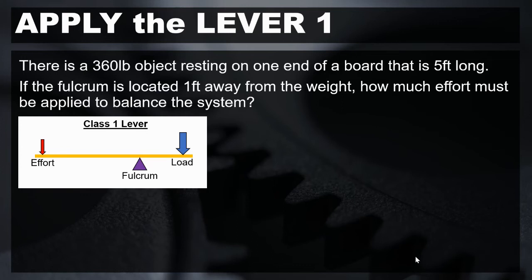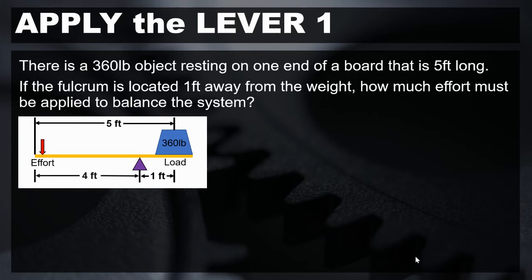If you remember, the load is at one end, the effort is at the other, and the fulcrum is somewhere in between. In our case, our load is 360 pounds and it's resting at one end of the board. The board is 5 feet long. The fulcrum is 1 foot away from the load. Even though it doesn't state it in the problem, we should also diagram the distance from the fulcrum to our effort. In this case, it is 4 feet.